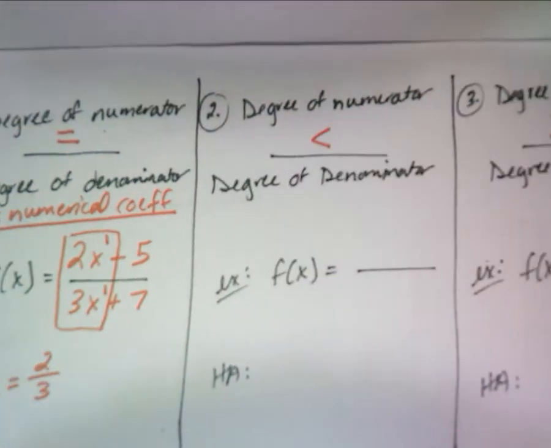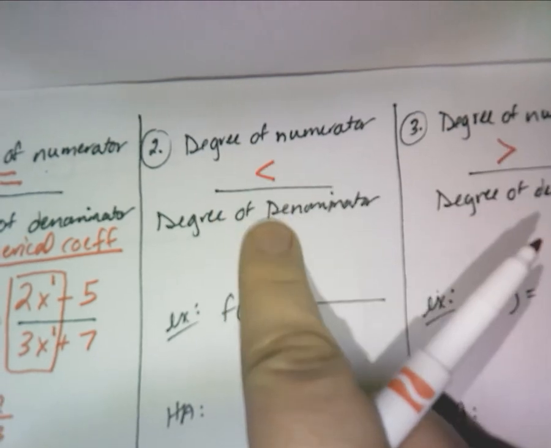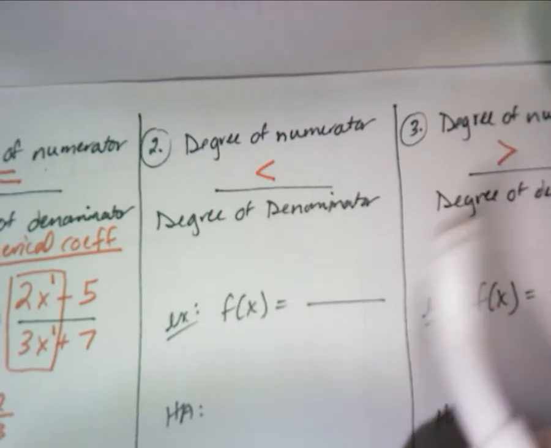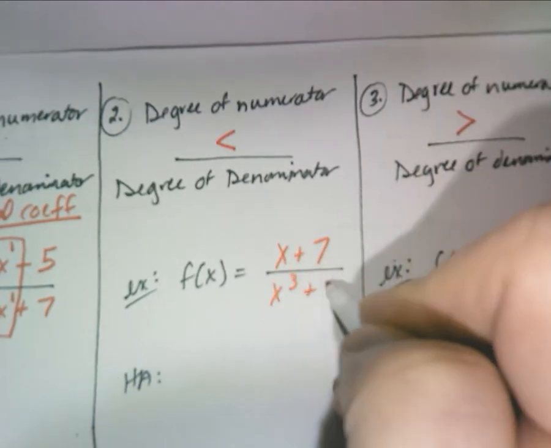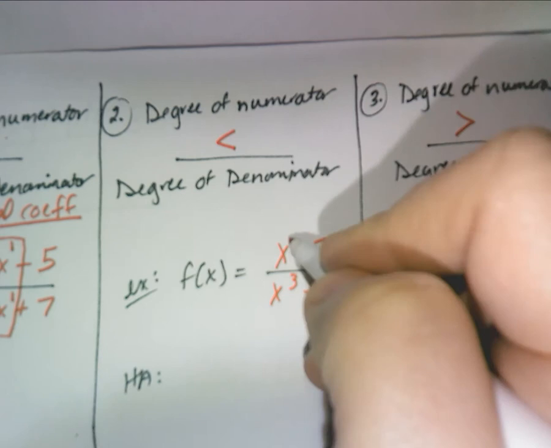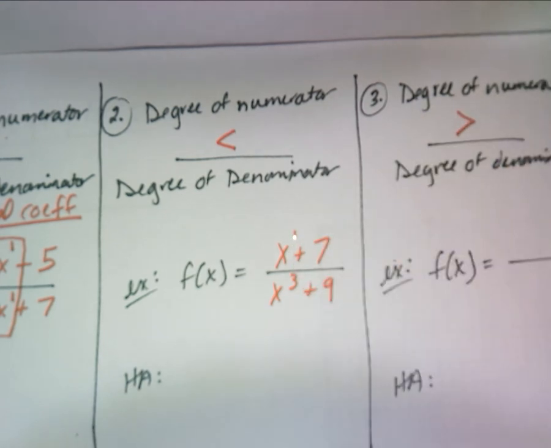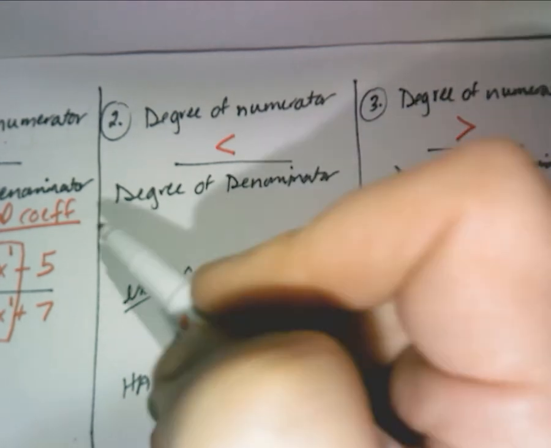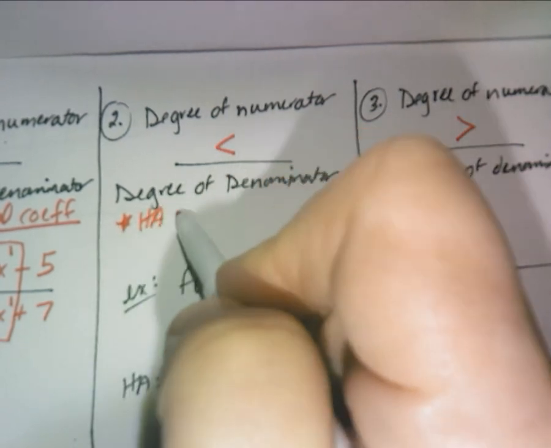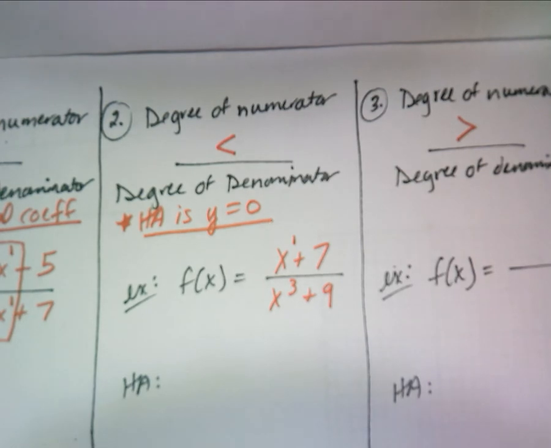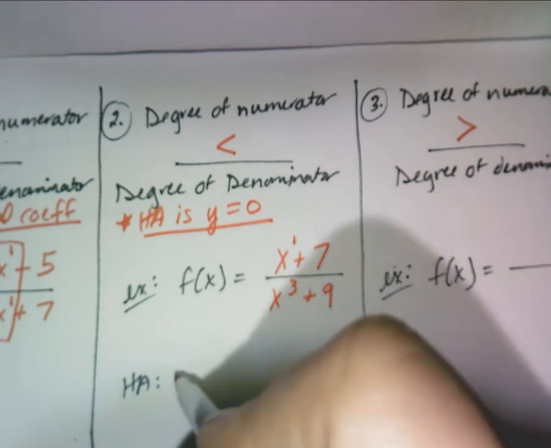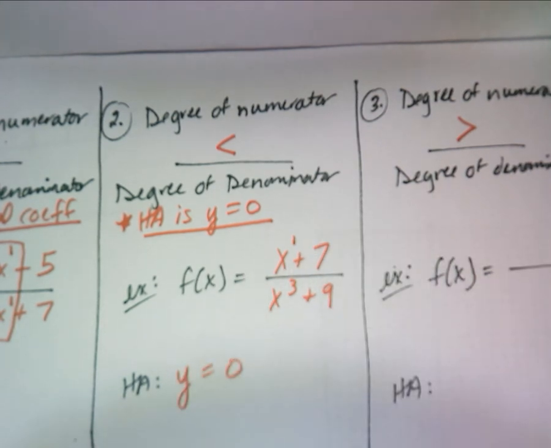So there's that one. Well, what happens if the top is smaller than the bottom? Okay. So if I had something like (x plus 7) over (x cubed plus 9). Now the top is 1. The bottom is 3. When the top is smaller than the bottom, well, this one's actually even easier. Your horizontal asymptote is always y equals 0 when the top is smaller than the bottom. Always, always, always. Top smaller than bottom, y equals 0. Easy.